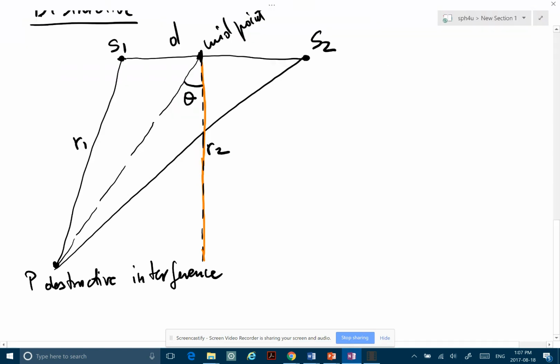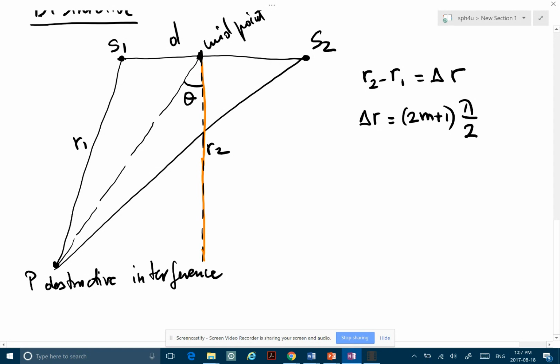Okay. So what we have here, and remember this point P is really far. So let's start with destructive, right? So we have R2 minus R1, which is delta R, right? So delta R is an odd multiple of half wavelength, right?